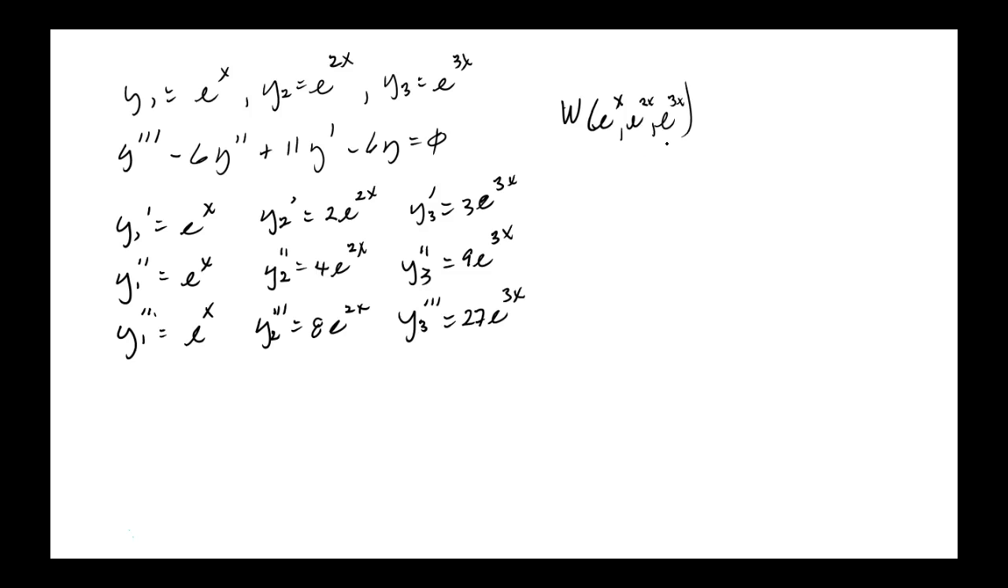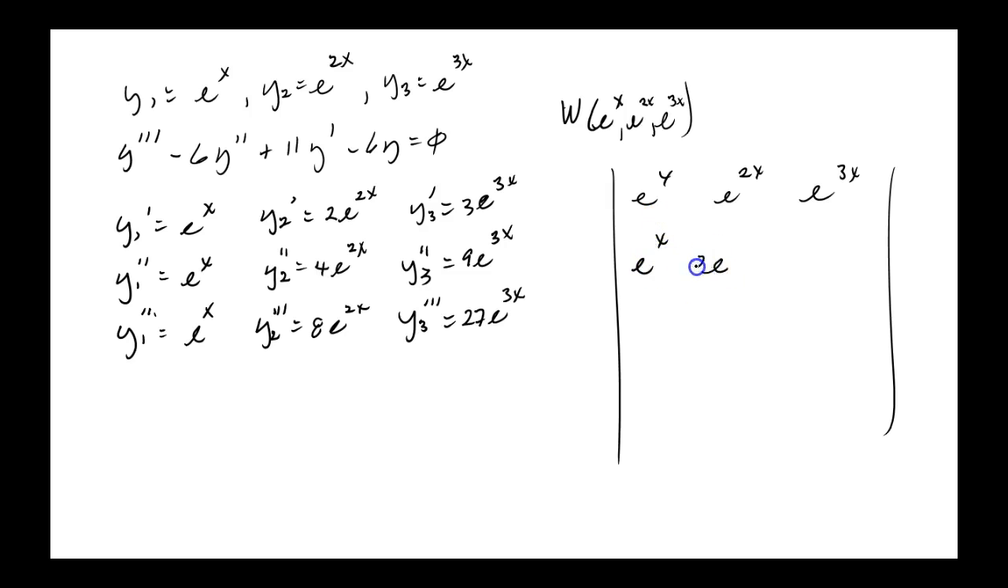This is one reason I didn't object to verifying, because it made it easier for us. The top row is e to the x, e to the 2x, and e to the 3x. Second row is e to the x, 2e to the 2x, 3e to the 3x. And the third one is e to the x, 4e to the 2x, and then 9e to the 3x.